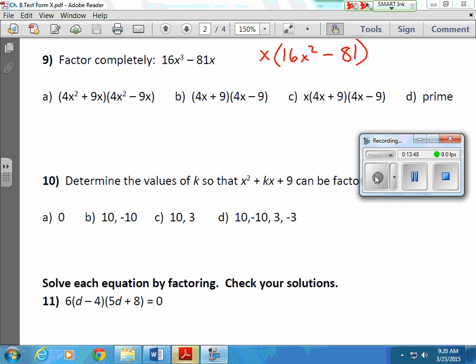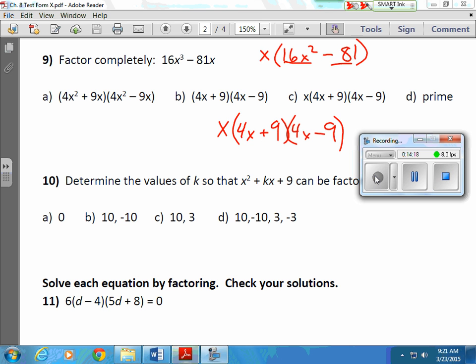Now what can we do with that? Are both of the terms inside that perfect squares? Shake your head up and down. Yes. So you have your x, which stays out front, but then the 16x squared minus 81. The square root of 16x squared is 4x. Square root of 81 is 9. One's positive, one's negative.